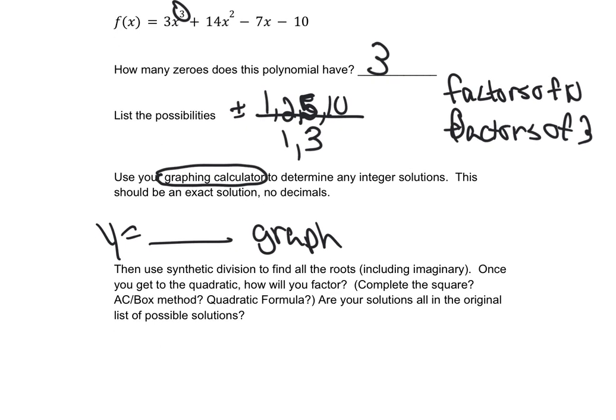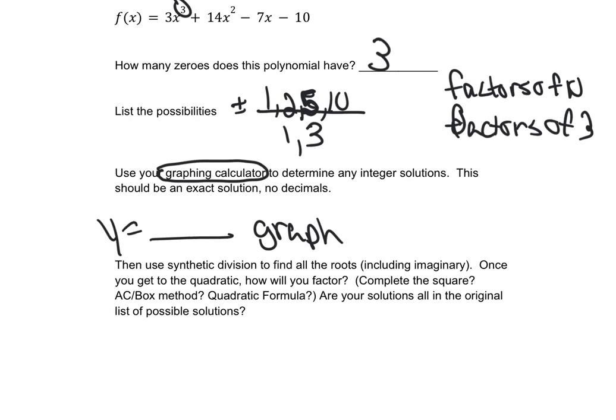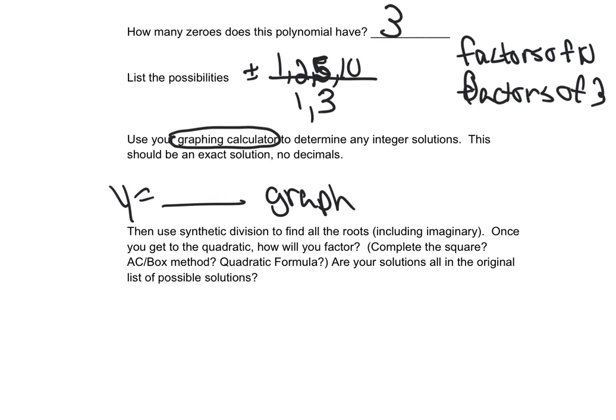Those are going to be our integer solutions, and then we have to use those to find the rest of them. Again, if you want to use the table, you can look at the table and see that value of x when y equals 0. Or you can just look at where it crosses. We are only looking for integers, whole numbers, nothing in between with fractions or decimals.